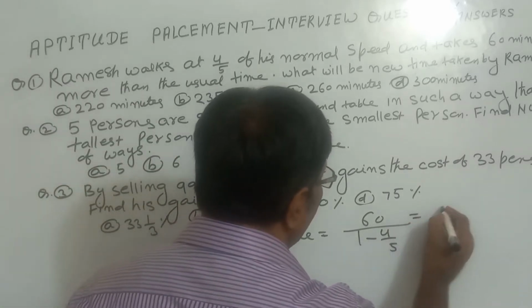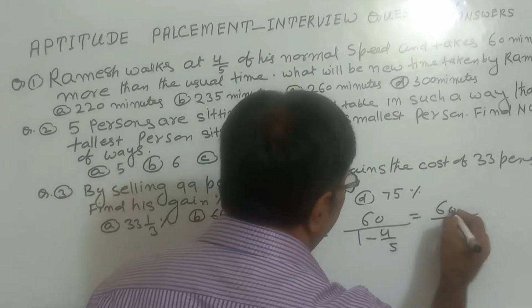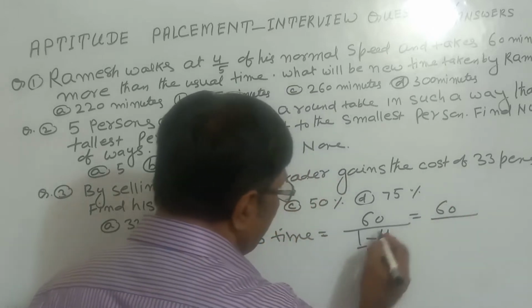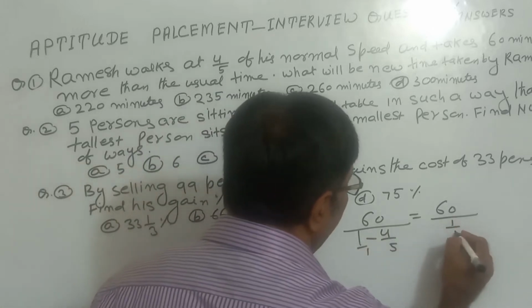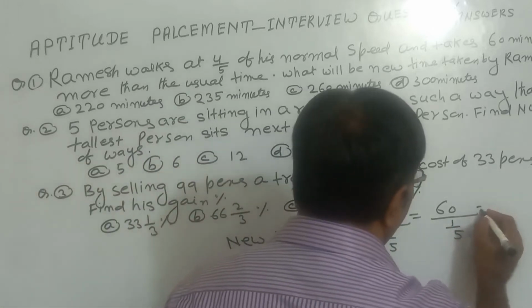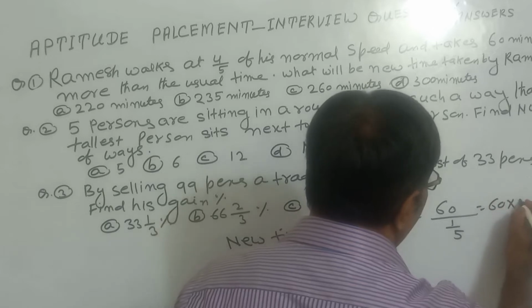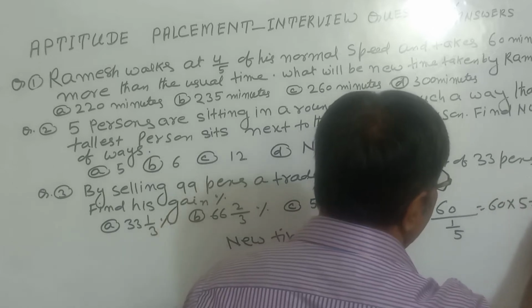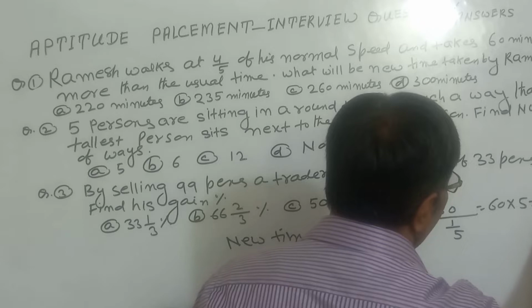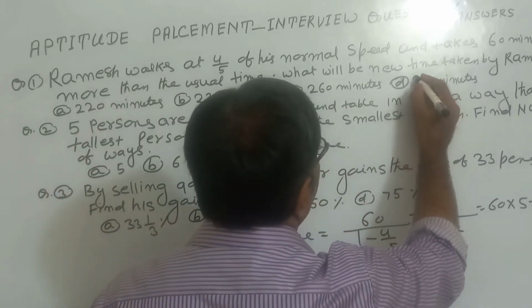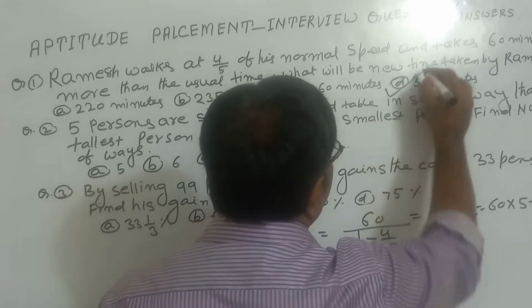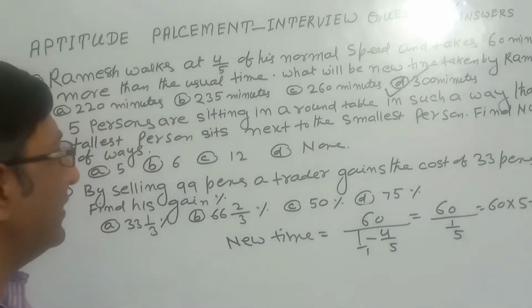When we solve this question, this is 60 upon 1 minus 4 by 5. So you will get 5 minus 4, that is 1 upon 5. So this is how much? 60 into 5, that is 300 minutes. So our correct answer is 300 minutes. So this is option D, 300 minutes. This is the right answer.